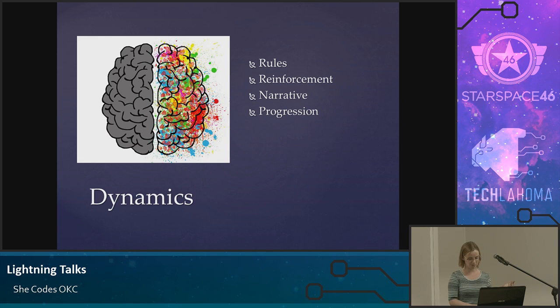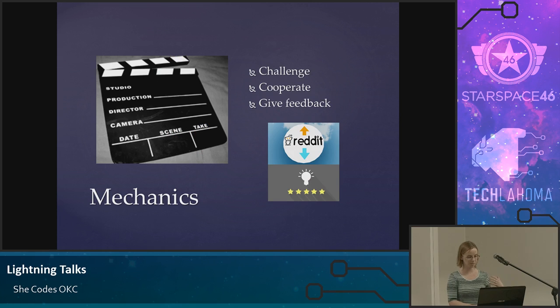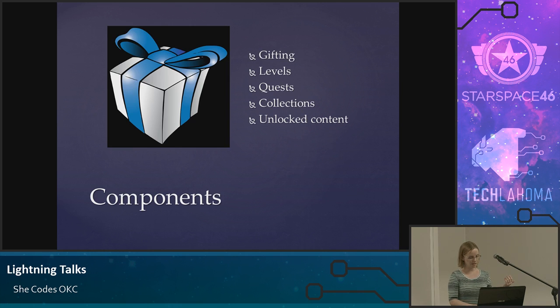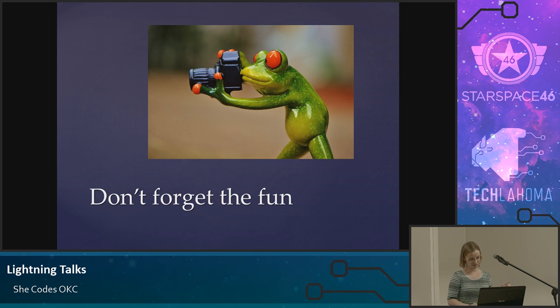Okay, and so the elements here. The dynamics of your system are basically the rules of your system, how you display progression, what the reinforcement is, and what your narrative or user experience is. Specifically, what are the challenges, how do you give feedback, and how do you get people to cooperate with each other? And then here are the components, just the real stuff that people see: gifting, levels, quests, collections, unlocked content. That's a big one for the experts, when people move through the system and get better acquainted with it.